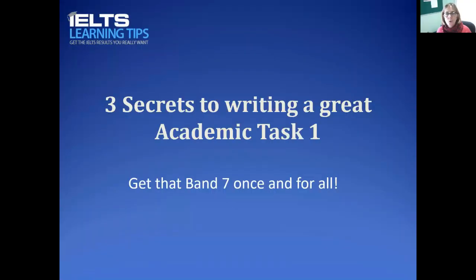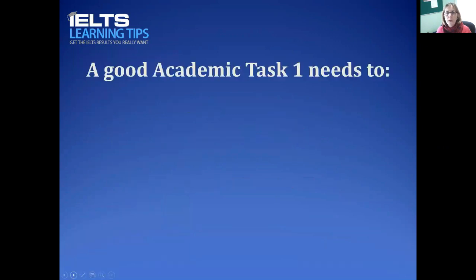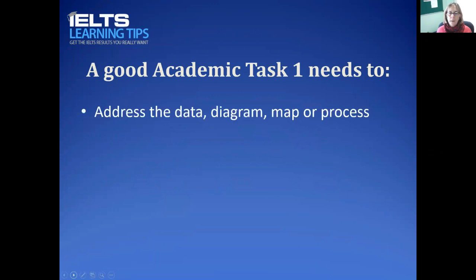So I have, as ever, prepared a short presentation, which we'll take a look at now and look at how you can improve your academic task 1 writing. Okay, I've called it 3 secrets, but it's just really 3 things to bear in mind. So if we think about task 1 and what you need to do to achieve a band 7 or above at task 1, it's the following.